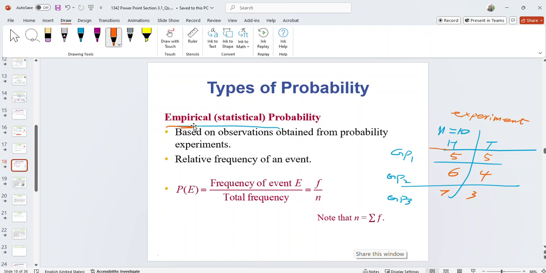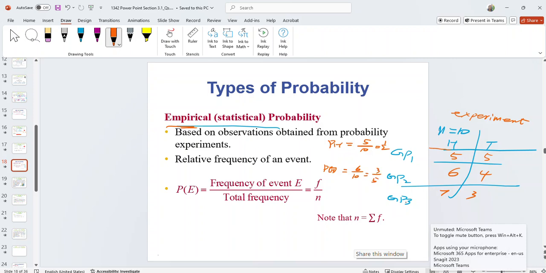If I want to calculate for group 1, what's the probability of getting a head? For group 1, this will be 5 out of 10, or 1/2. For group 2, the probability of getting a head will be 6 out of 10, or 3 out of 5. For group 3, the probability will be 7 out of 10. That is how you calculate empirical probability. After class, you can do a little experiment on your own first.